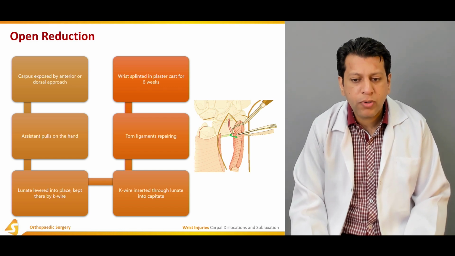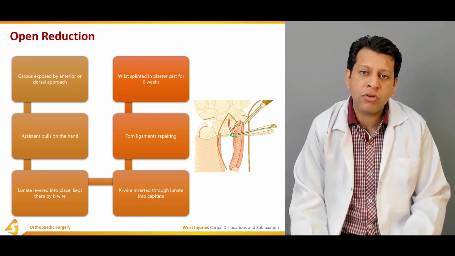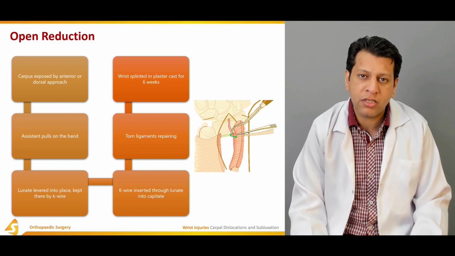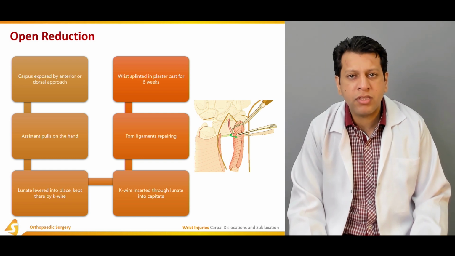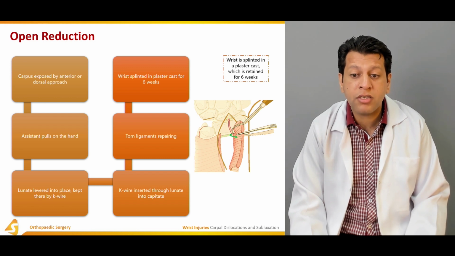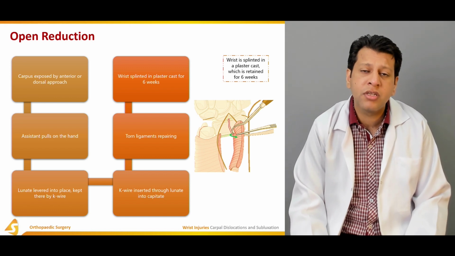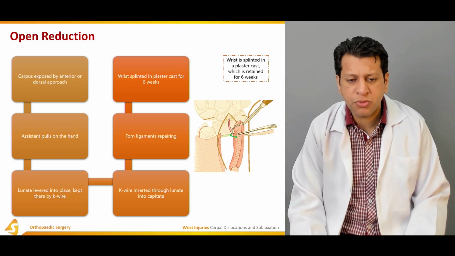Now it's important over here that you repair the ligaments as well. Otherwise, later on, this is going to result in instability at the wrist joint, arthritis, and pain of the wrist joint with limited mobility. The wrist is always splinted in a plaster cast, which is retained for usually 6 weeks, minimum 6 to 8 weeks. It can be kept there as well.